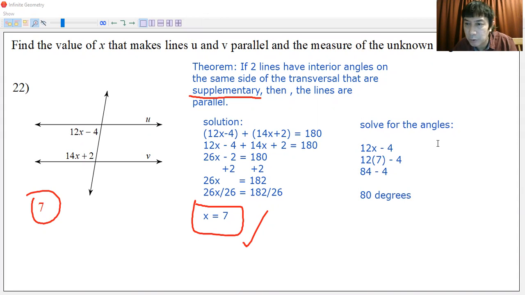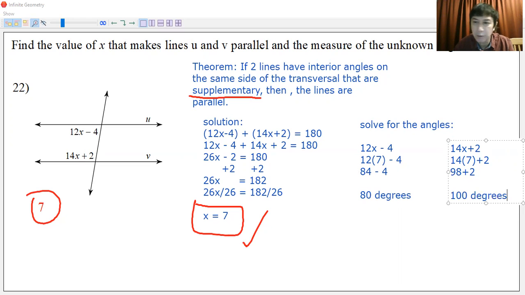How about the other one? We shall use the other expression over here. That's now 14x plus 2. We have 14 times the x, that means 14 times the 7, and then add 2. That's 98. So we have 98 plus 2, which gives us 100. That gives us 100 degrees.